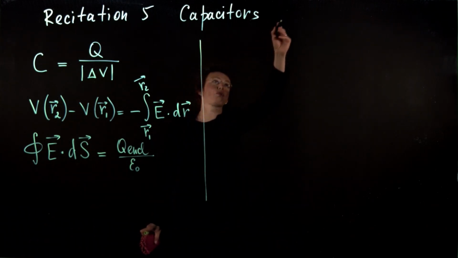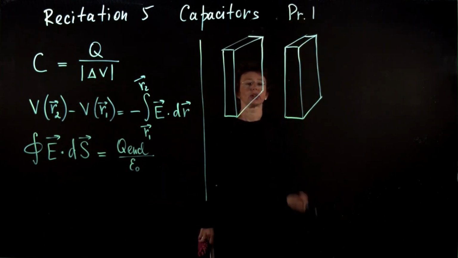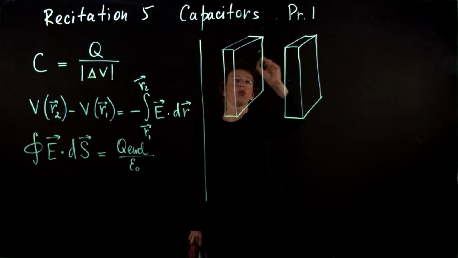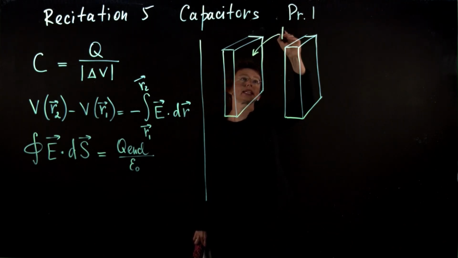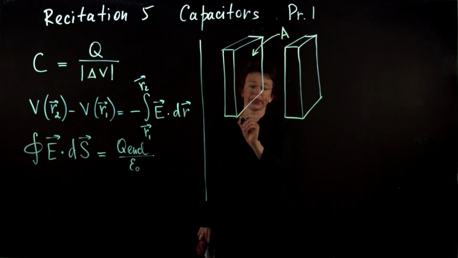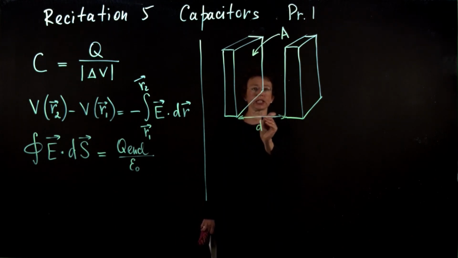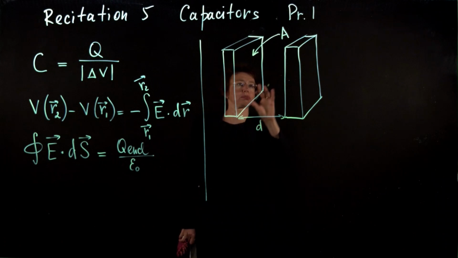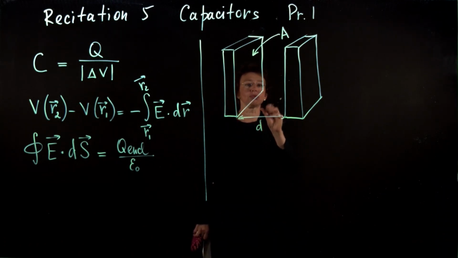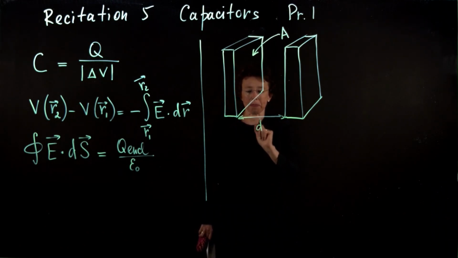First of all, for problem 1, we have a parallel plate capacitor. The area of the plates is given, let's call it A, and the distance between the plates, let's call it D, is also given. D is small. I obviously did not draw it to scale. What we need to find is the capacitance.